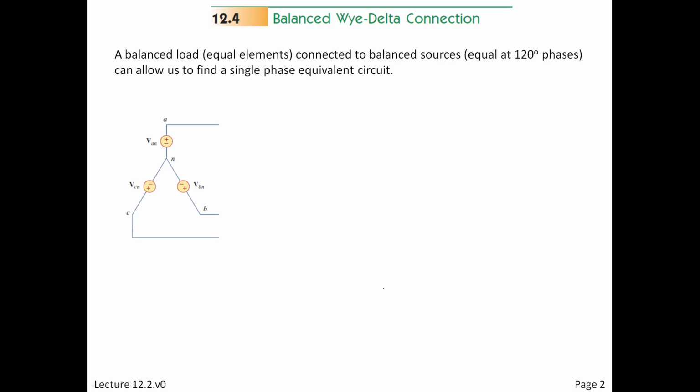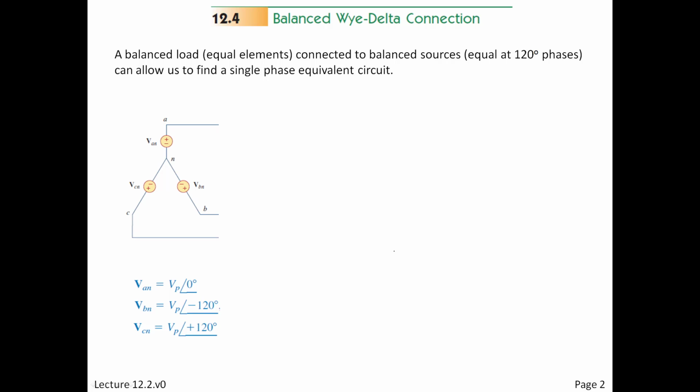Remember, balanced means all elements of the type are the same. So in a load, that means all the elements are in fact equal. In a source, that means the amplitudes of the elements are the same and the phase shift is uniform around the circle. So for three-phase, that means 120 degree phase shifts. In the Y connection, recall, it's three sources, 120 degrees apart, with an amplitude.